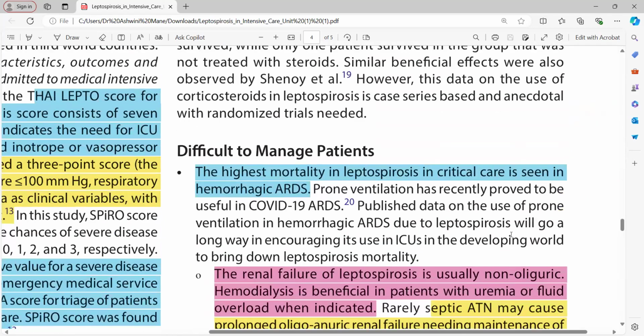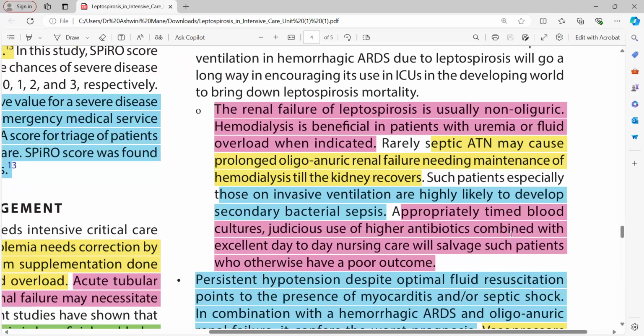So regarding difficult to manage patients, the highest mortality in leptospirosis in critical care is seen in hemorrhagic ARDS. The renal failure of leptospirosis is usually non-oliguric, and hemodialysis is beneficial in patients with uremia and fluid overload when indicated. Rarely, septic ATN may cause prolonged oliguric renal failure, needing maintenance hemodialysis till the kidney recovers.